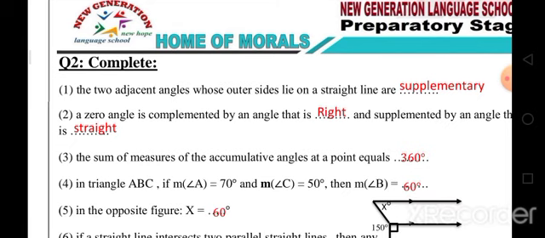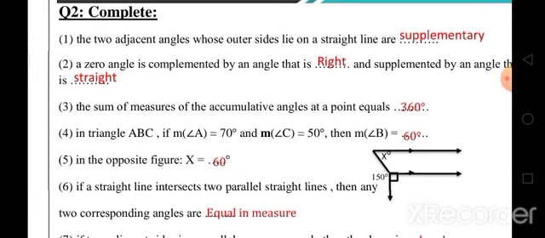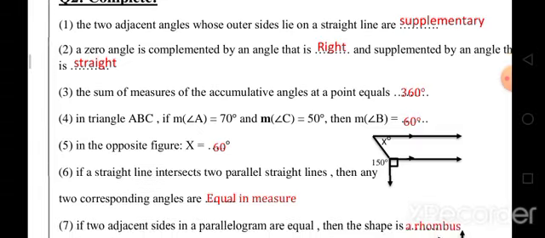Question number 2. If two adjacent angles whose outer sides are on the same straight line are supplementary, what about two adjacent angles whose outer sides are perpendicular? They will be called complementary, okay? But on a straight line, supplementary; perpendicular, complementary. A zero angle is complemented by a right angle, and a zero angle is supplemented by a straight angle.